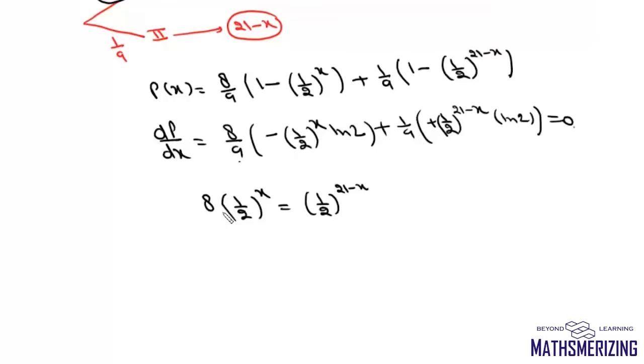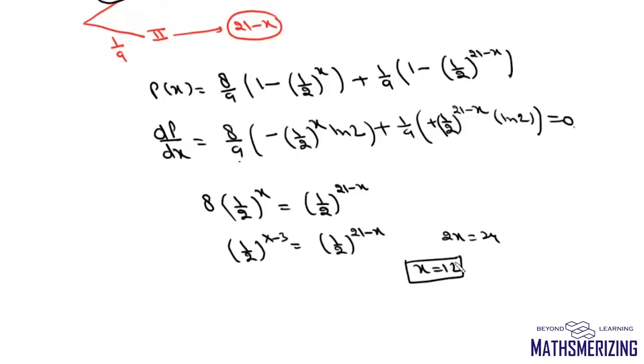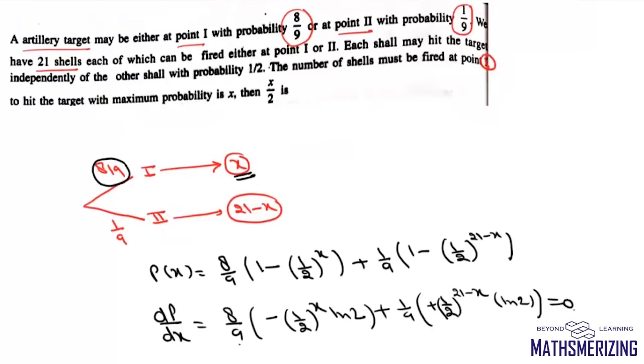Now this 8 is 1 upon 2 to the power minus 3. So we can write 1 upon 2 to the power x minus 3 will be equal to 1 upon 2 to the power 21 minus x. Now if we compare, we'll get this as 2x equals 24. Value of x is 12. So out of these 21 shells, 12 must be directed at point 1 and 9 must be directed at point 2 to maximize this probability of hitting the target. And here we need to find the value of x by 2. So if x is 12, the value of x by 2 is 6, and that is the answer to this question.